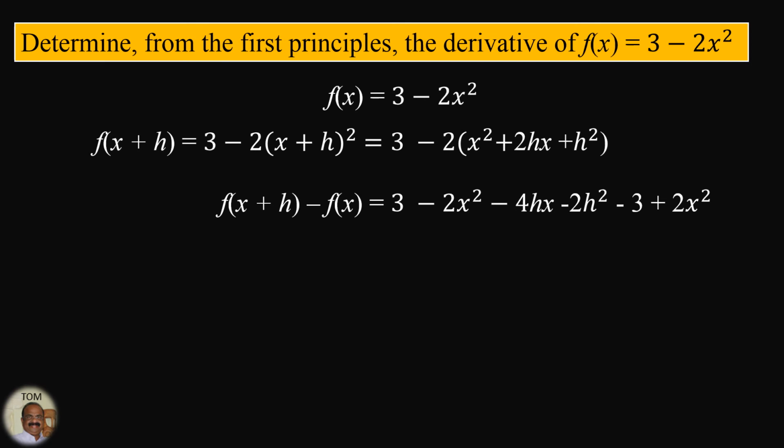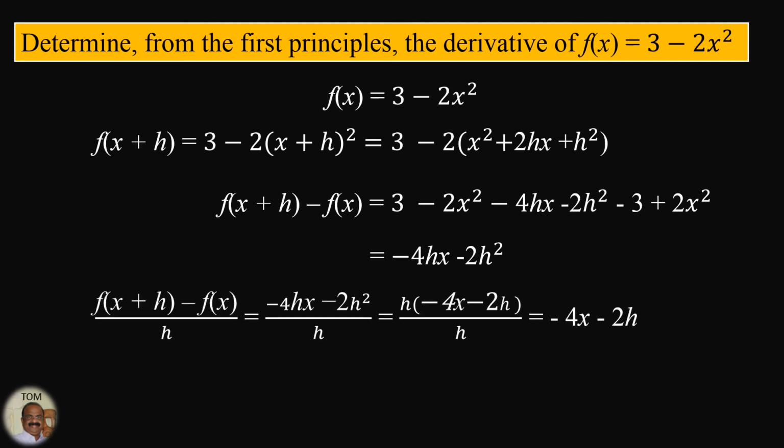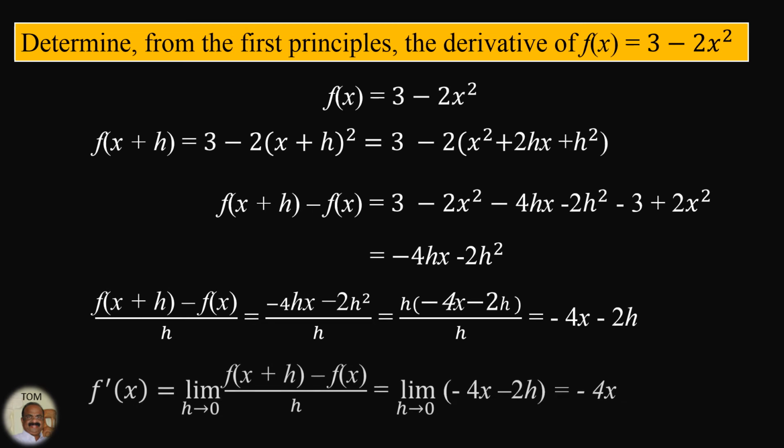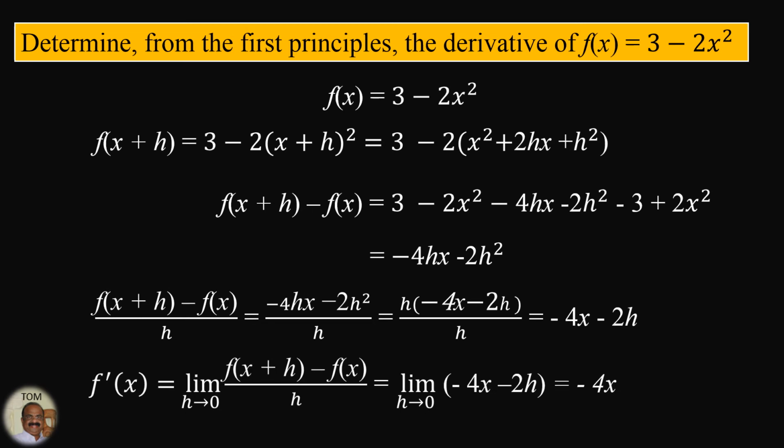That is our subtraction step. Then finally we get -4hx - 2h². We divide by h. We take common factor h outside the bracket, and inside we get -4x - 2h. The h and h cancel, and we get -4x - 2h. That is the third step. Now the final step, we have the limit. So don't forget to write the limit on both sides. The limit of -4x - 2h gives us -4x.